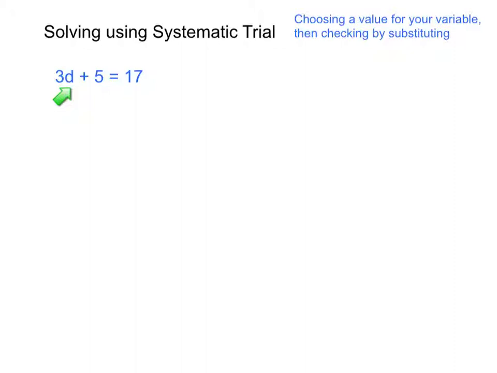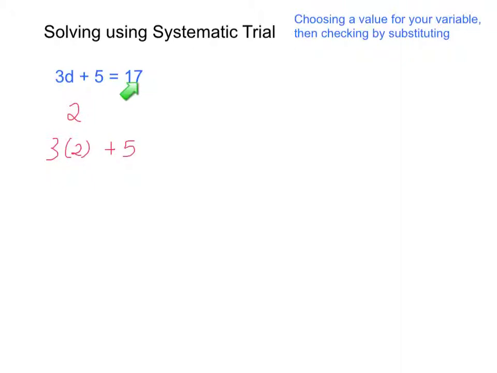So I have my equation 3d plus 5, and I'm asked to solve this using systematic trial. So that says I have to choose a value for my variable. So without giving it a whole lot of thought, I'm going to choose the value 2 to start with. So I'm just going to substitute 2 in for my variable, which is d. So then my equation looks like 3 times 2 plus 5. And I want to see if that equals 17.